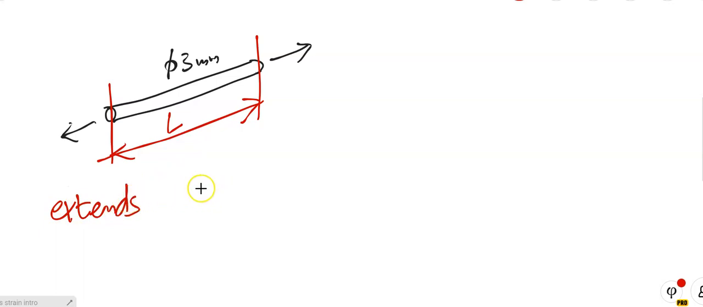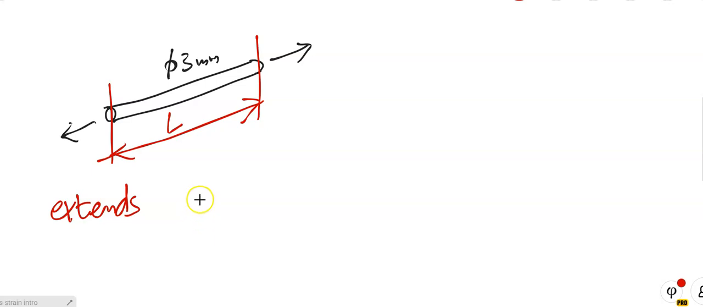The amount it extends by is so small you can almost not see it. So tiny, it's like fractions of a millimeter. I think you can see where I'm going with this. As we apply the tensile load, the wire gets longer and longer and longer for small amounts.